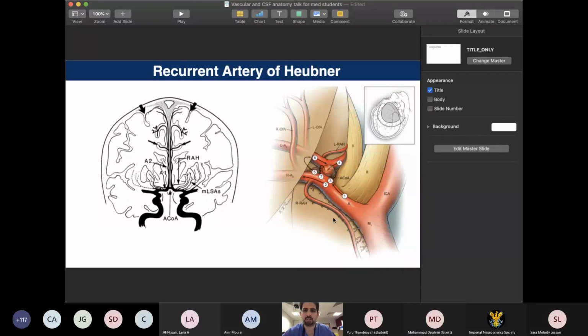So you can take this out when you're trying to clip an ACOM aneurysm, for example, which is the classic scenario. If you accidentally take this, you'll end up with a caudate infarct with personality changes, abulia, and face and arm sensory loss.